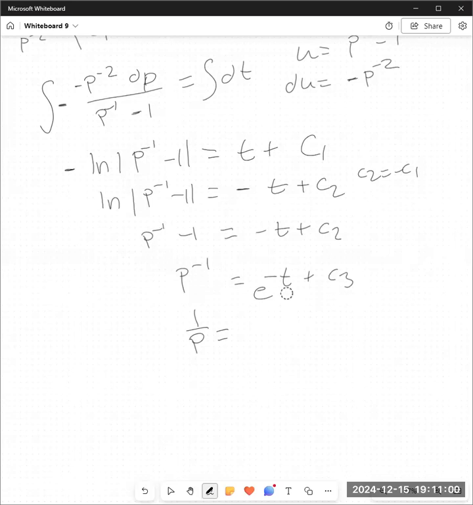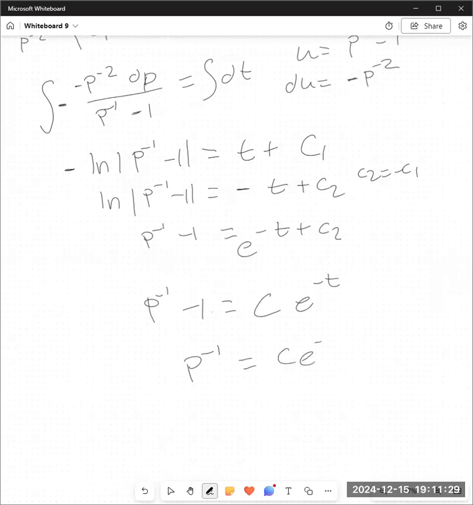So that's going to be, sorry about that. I forgot to write the E here. So that's going to be e to the negative first plus or minus 1 is equal to C e to the negative t. P to the negative first is equal to C e to the negative t plus 1. And then P is going to be 1 over C e to the negative t plus 1.